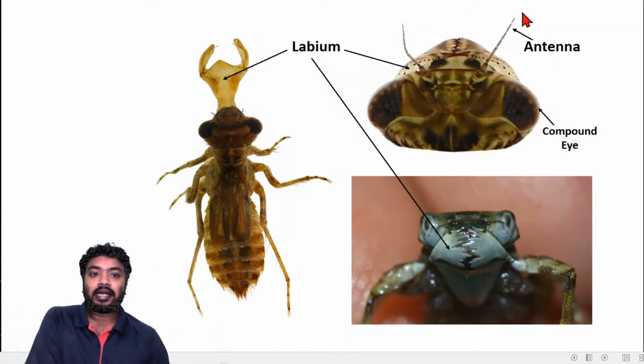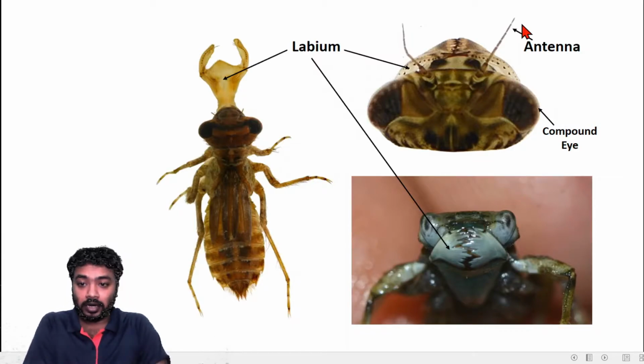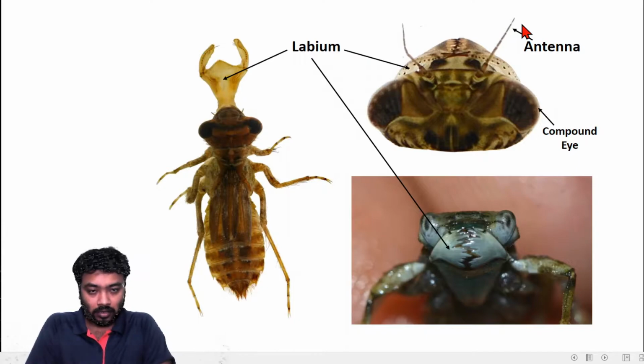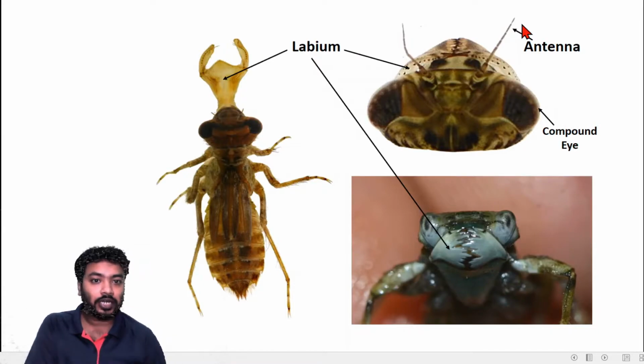This is the antenna. Antennae always have 7 segments in the Libellulidae family and Aeshnidae family and a few other families. But the Gomphidae family always has 4 segments. So you need to count the antennal segments. That is also a very important character.